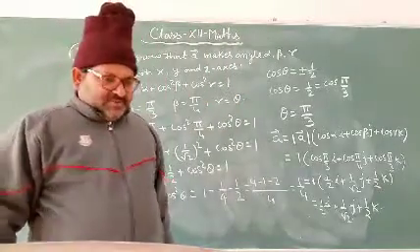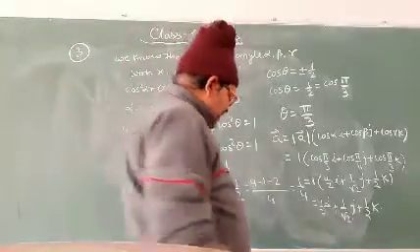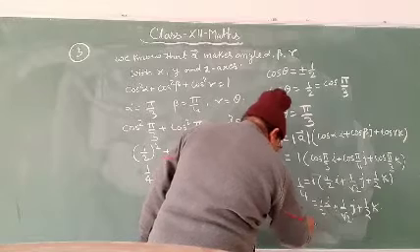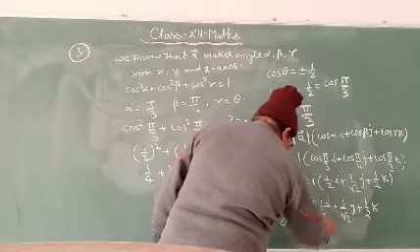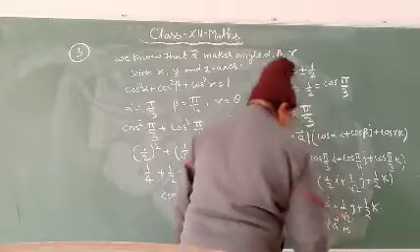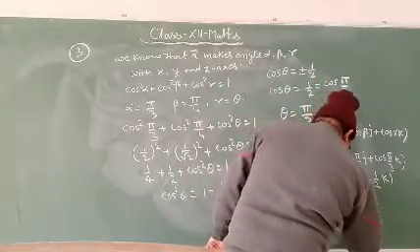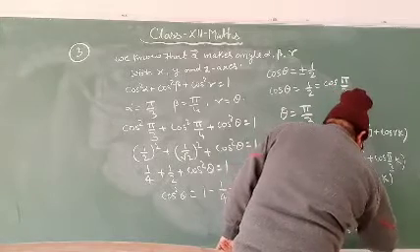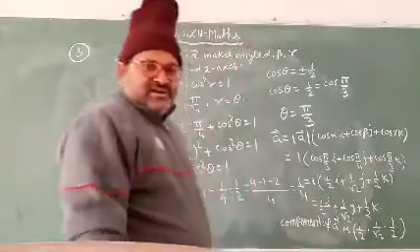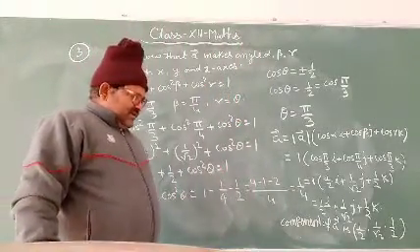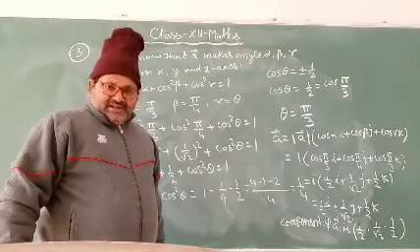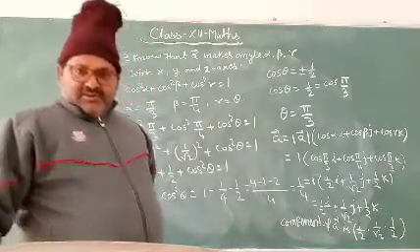The components of vector A are 1 by 2, 1 upon root 2 and 1 by 2. This is the component of vector A: 1 by 2, 1 upon root 2 and 1 by 2. Clear? Okay, thank you.